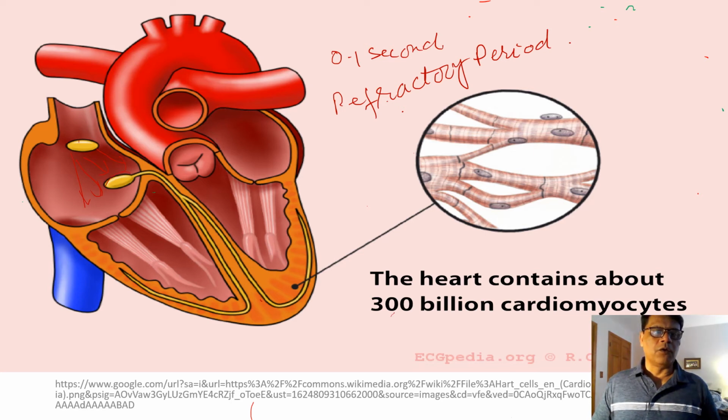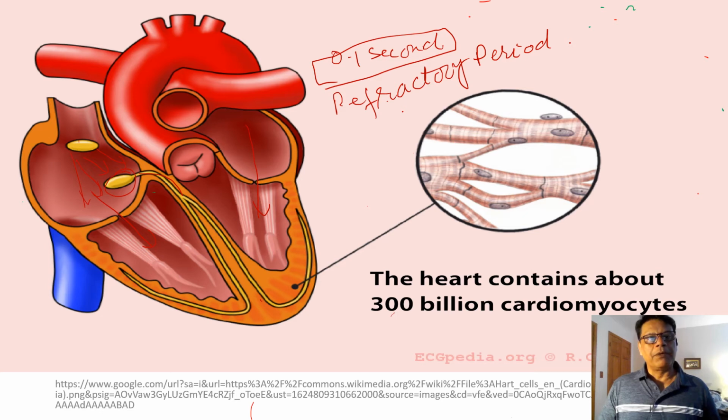And AV node does not let these impulses move through bundle of His until 0.1 second has passed, because during this period atrium contracts and blood enters into the ventricle, and they are fully filled. If it doesn't hinder their propagation, and impulses are directly passed into the ventricle, the ventricle also starts contracting along with the atrium, and there will be a chaotic situation. So AV node is also called refractory node.